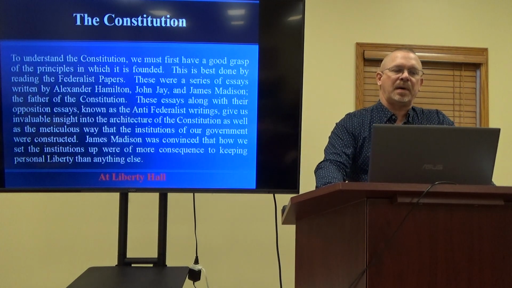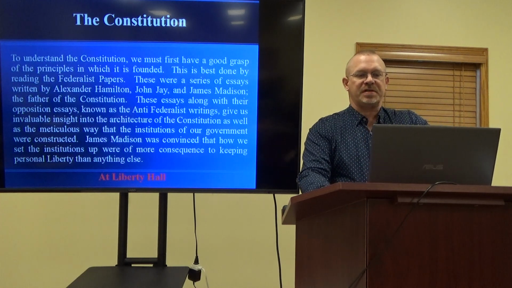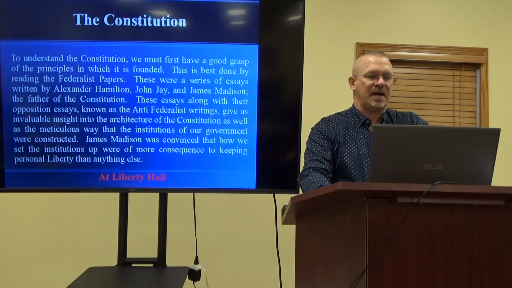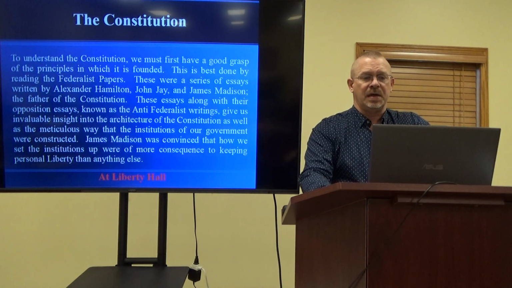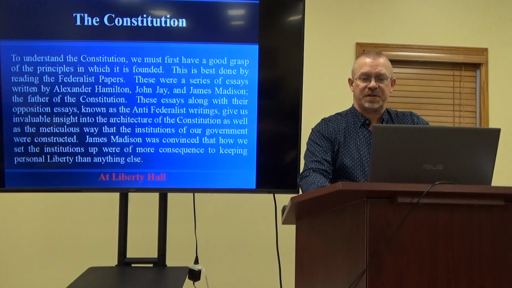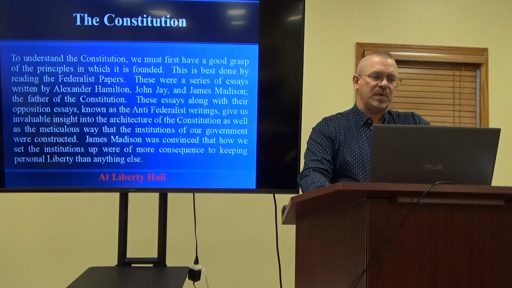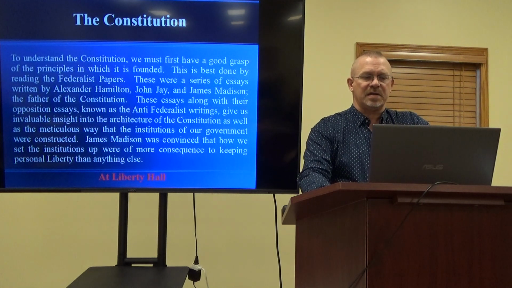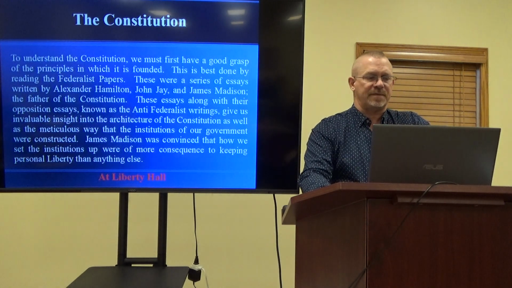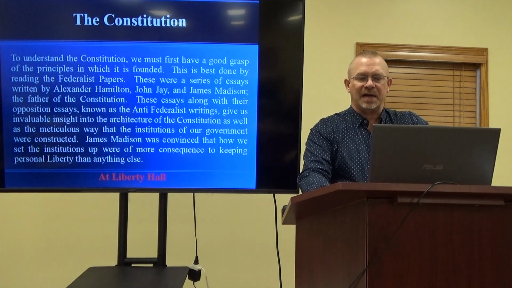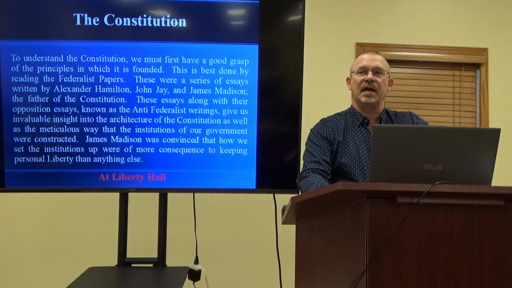This is best done by reading the Federalist Papers. These were a series of essays written by Alexander Hamilton, John Jay, and James Madison, the father of the Constitution. These essays, along with their opposition essays, known as the Anti-Federalist writings, give us invaluable insight into the architecture of the Constitution, as well as the meticulous way that the institutions of our government were constructed. James Madison was convinced that how we set the institutions up was of more consequence to keeping personal liberty than anything else.